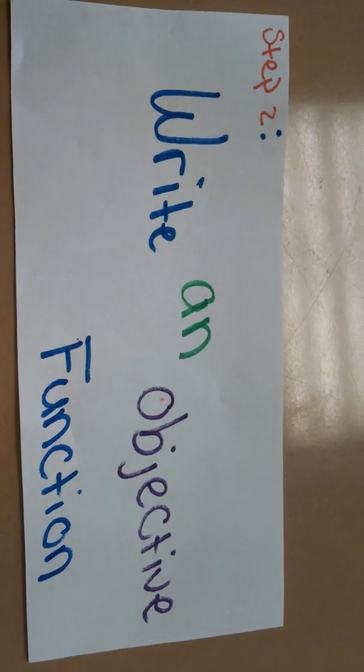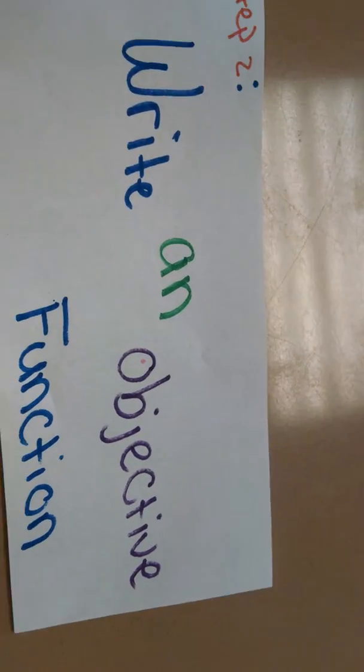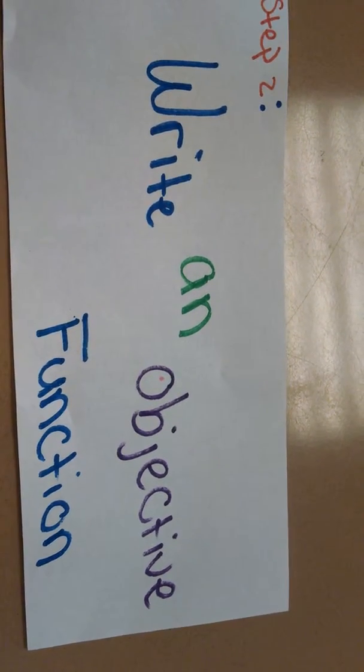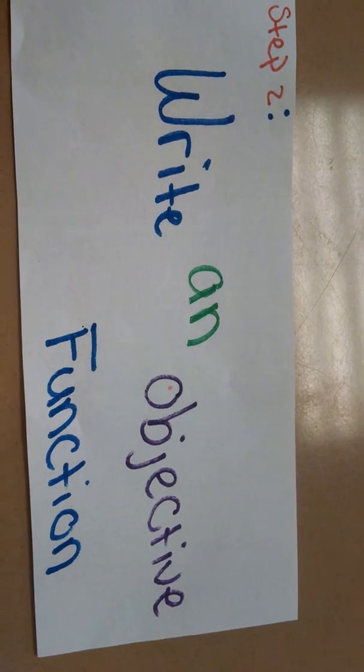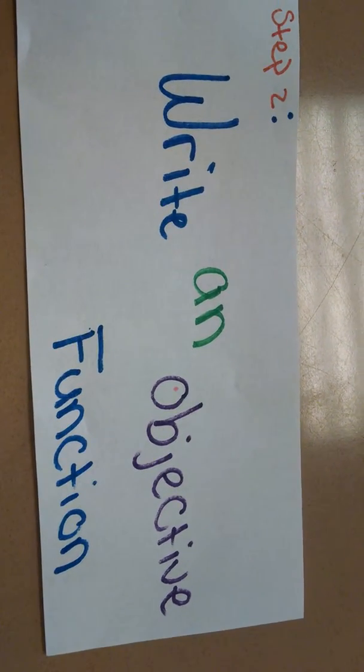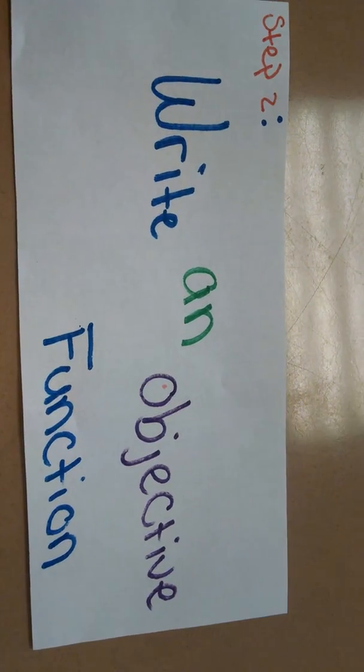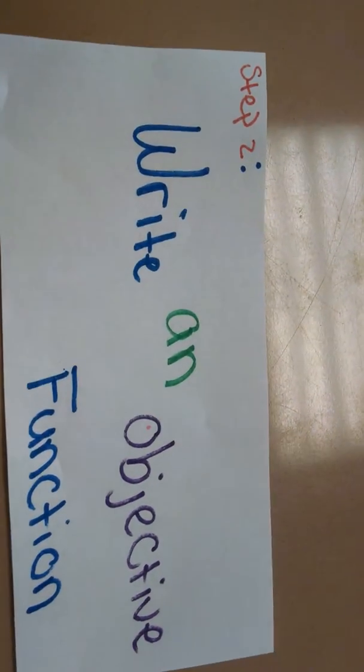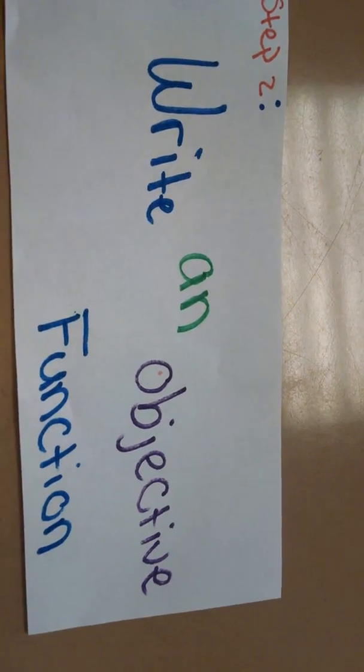Write an objective function. Find if you're maximizing profit or minimizing cost and set up your equation. The objective function for this problem is P equals negative 2x plus 5y.